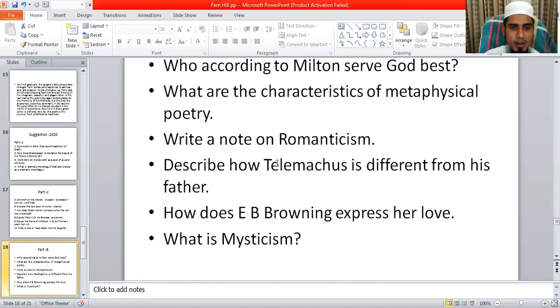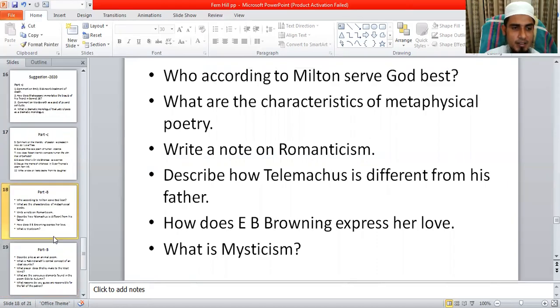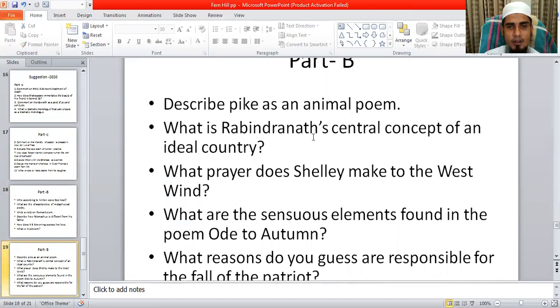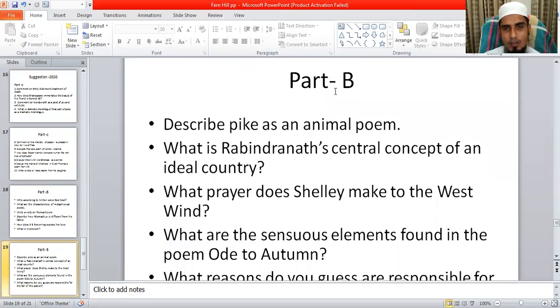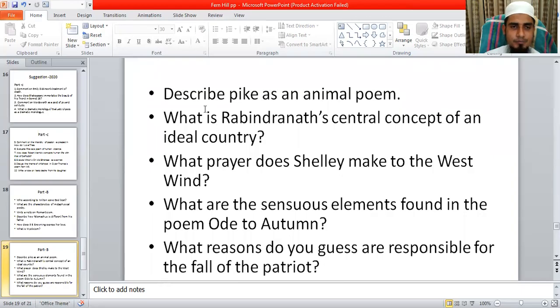So here you can find another slide. In this slide you can also find selections of short questions for part B. So dear students, you can find here, describe Pike as an animal poem for your short answer. Then, what is Rabindranath's central concept of an ideal country? This is also another important question. What prayer does Shelley make to the West Wind? This is also another important question.